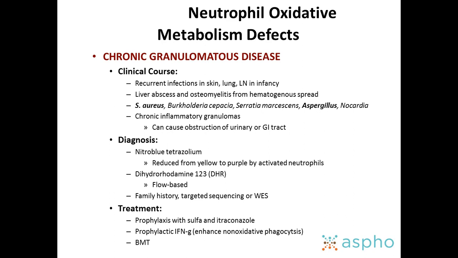It's important to spend some time remembering this because it is the most common. So recurrent skin infections, lung lymph nodes in infancy, liver abscesses, osteomyelitis can develop. If you start having some really weird infections like aspergillus, burkholderia, serratia, nocardia, that's not normal. There's something weird going on that you have to look at. And then you end up with chronic inflammatory granulomas because you sequester, but you can't get rid of the immune stimulus.